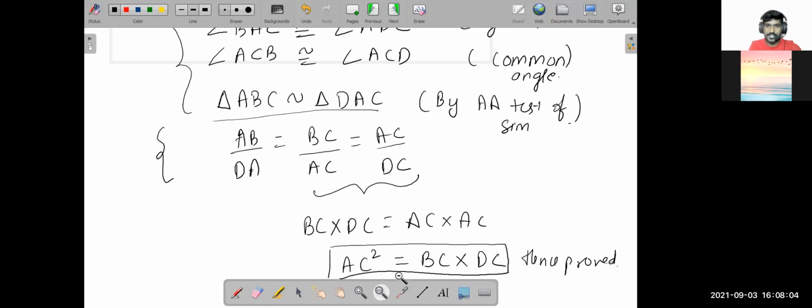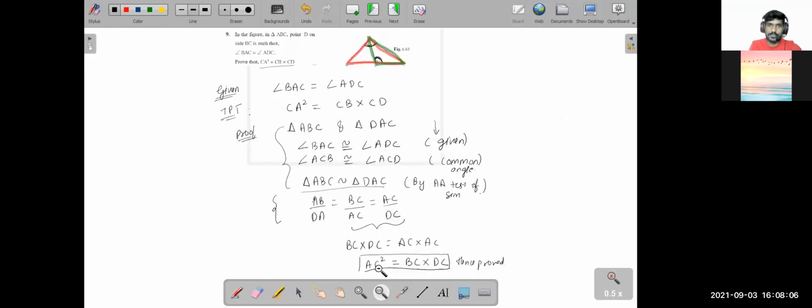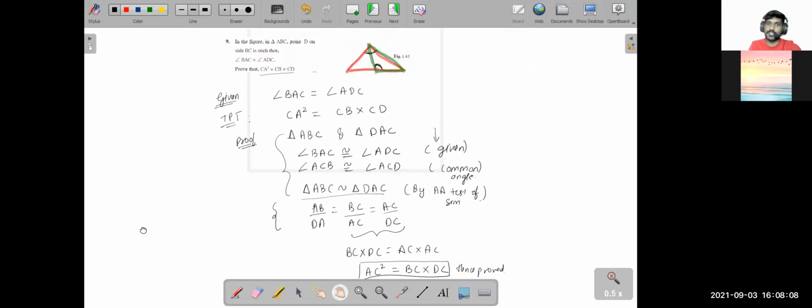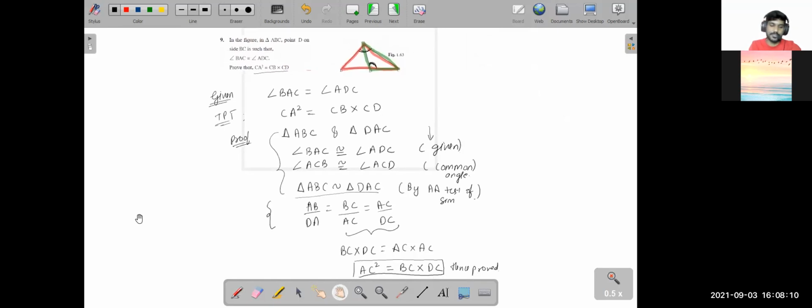Did you understand this? Yes. Go through the sum, write it down. Any doubts in the sum? No.